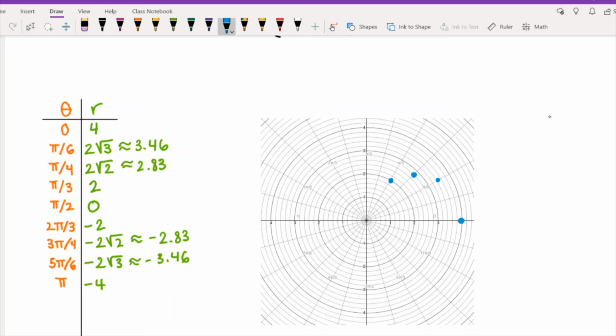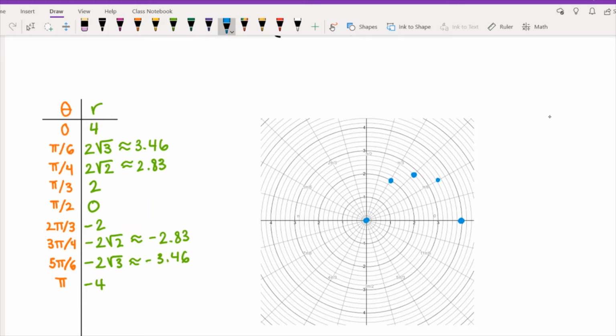Pi over 2, so that would be this 90-degree angle, and then in that case, r is equal to 0, so that means that we have a point here. And by the way, anytime r is 0, no matter what the angle is, you're still going to get a point at the origin, right? It doesn't really matter what the angle is. If r is 0, it just forces that point to be at the origin.